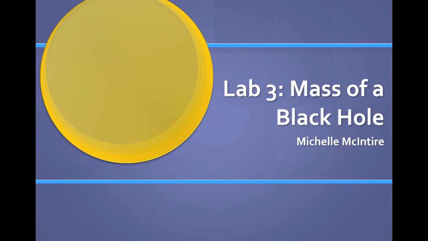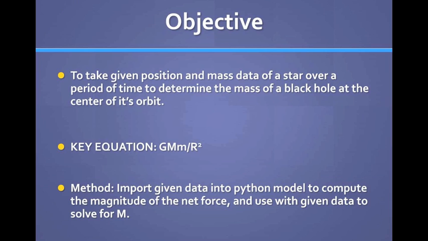This is Lab 3, Mass of a Black Hole, by Michelle McIntire, Physics Lab 3 for Dr. Schatz. In this lab, we were given position data of a star along with its mass and the location of a black hole at the center, and we were to find the mass of the black hole.